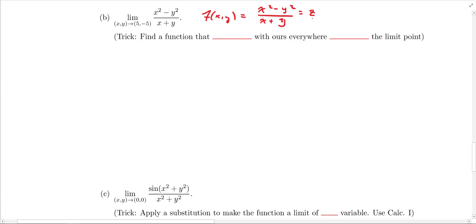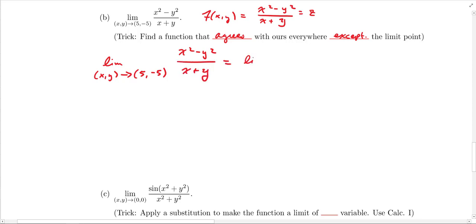in that third dimension. And in this case, and again, we haven't proven this, we're going to do a trick that we did in Calc 1. The trick is to find a function that agrees with ours everywhere except the limit point. So if I can find a function that matches this function everywhere except for possibly at the ordered pair 5, -5, then I can find the limit of that simpler function instead. Here we go. The limit as x, y approaches 5, -5 of x squared minus y squared all over x plus y. Well, I could give a comparable function to this.